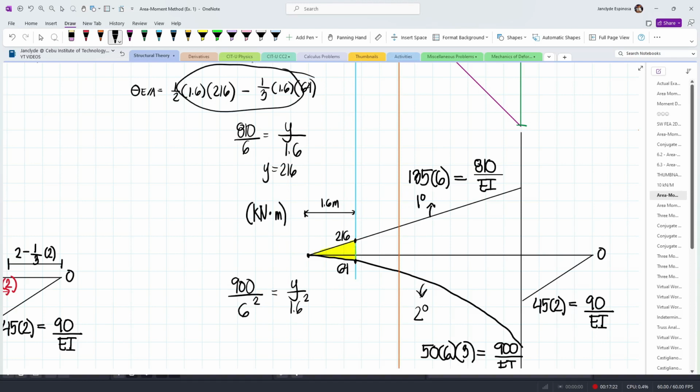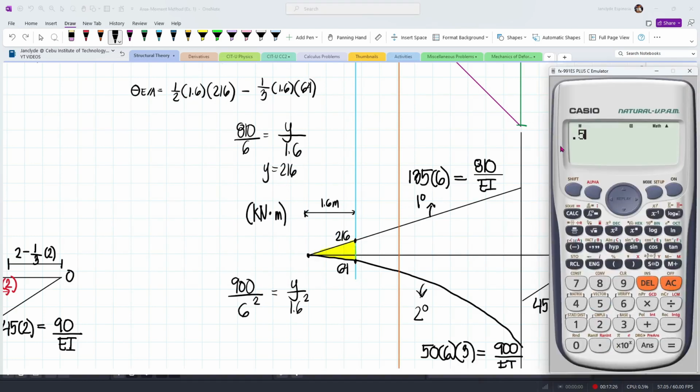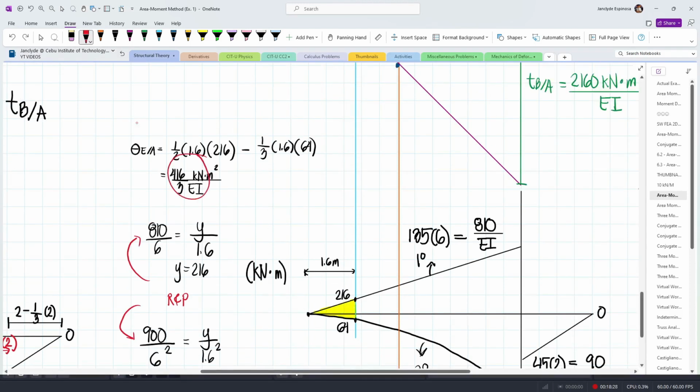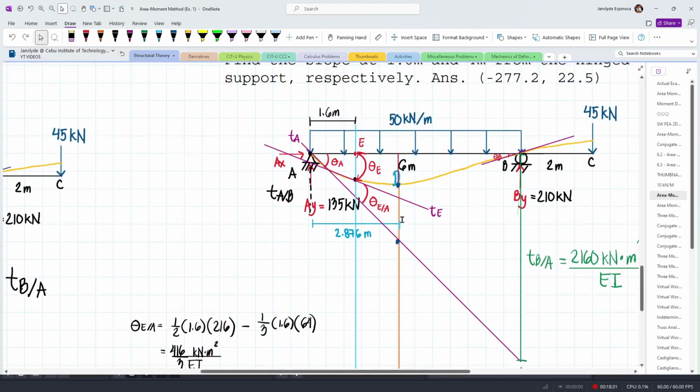And so solving this, we have 1/2, which is, let's just say 0.5 times 1.6 times 216 minus 1/3 times 1.6 times 64. We get, let's just use this value, 416 over 3. And then this is kN·m squared divided by EI. Now, hindi ba ito yung hinahanap natin? Kasi di ba, we're trying to solve the slope at E. Now sir, paano mo yun kukunan?